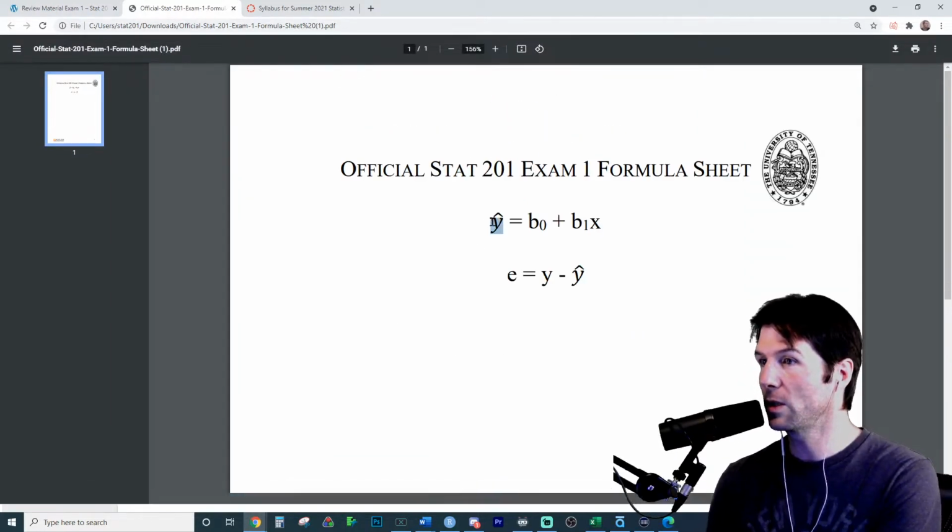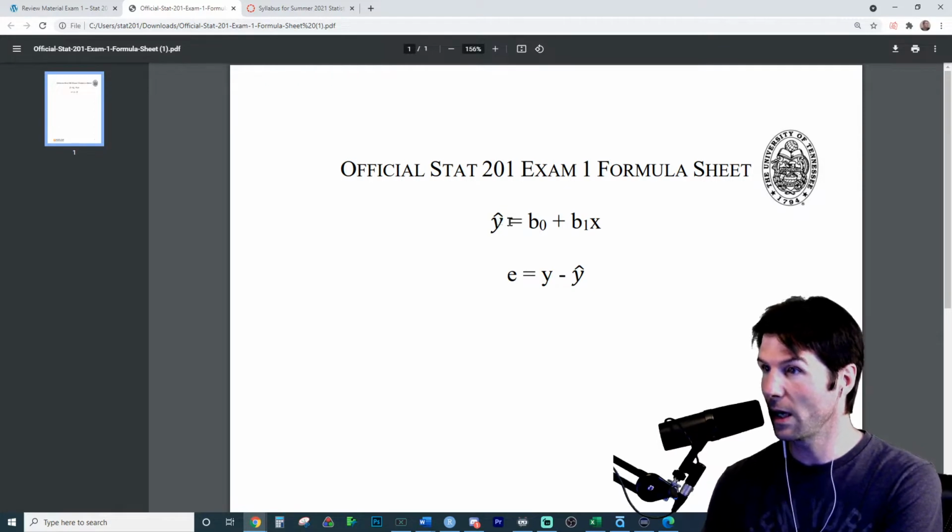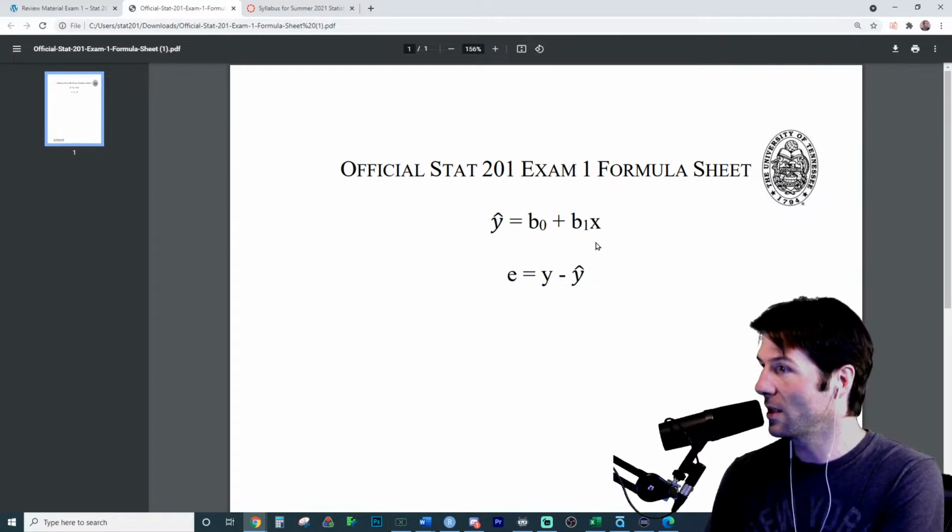We just have here the equation of a line, which says the predicted value of y is equal to the value of the intercept, that is the estimate of the intercept, plus... Hey, Grant, good to see you here.